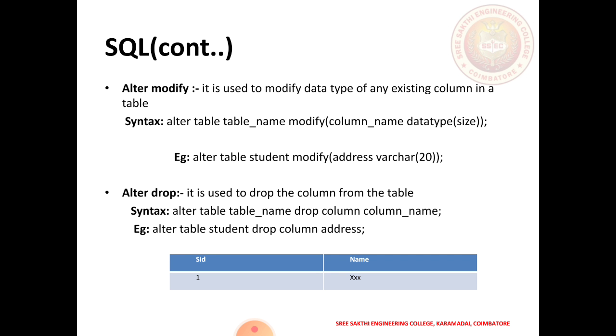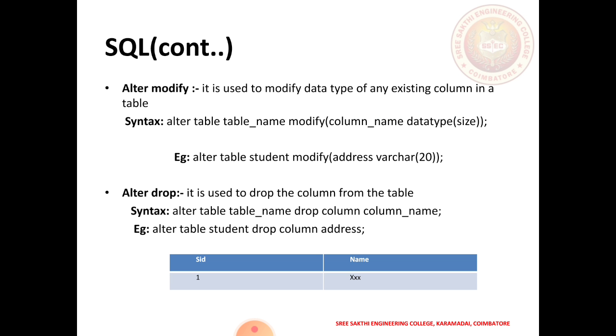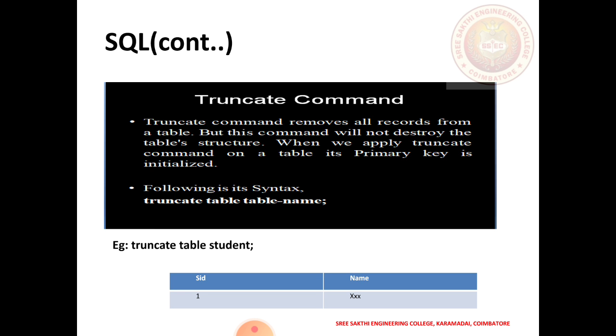Then alter drop. It is used to drop any one of the columns present in the table. Here we drop the column address, which already existed. So after performing the alter drop, the table will have SID and name.